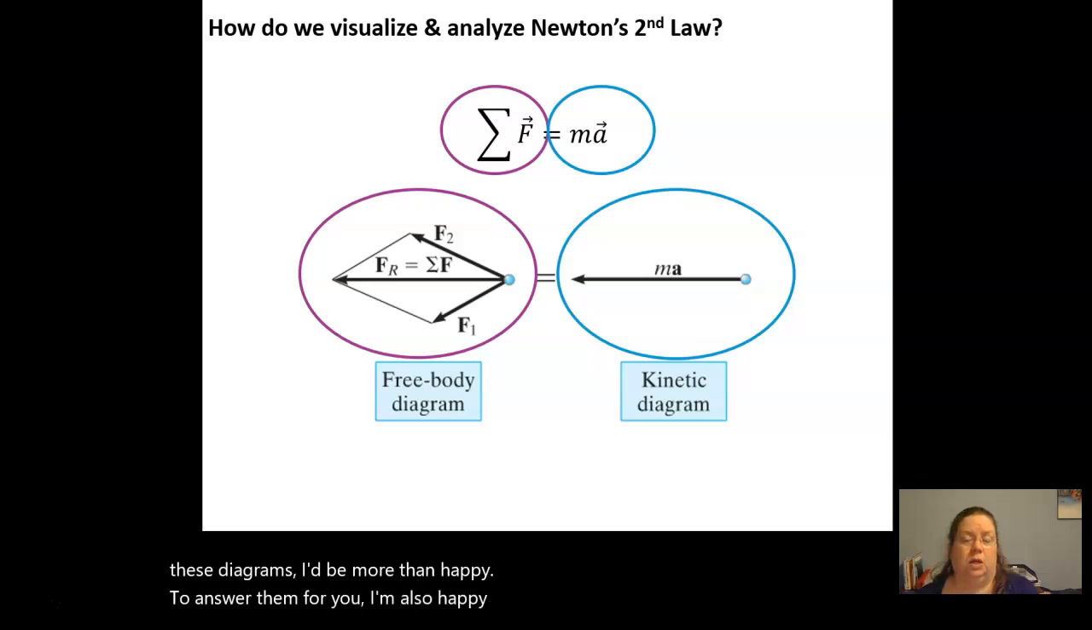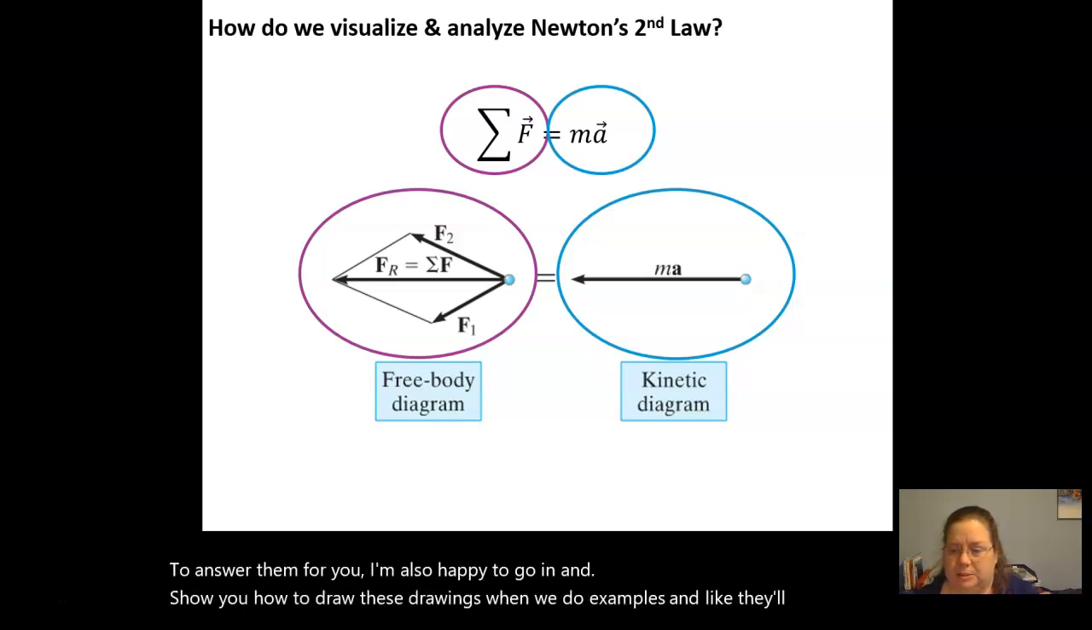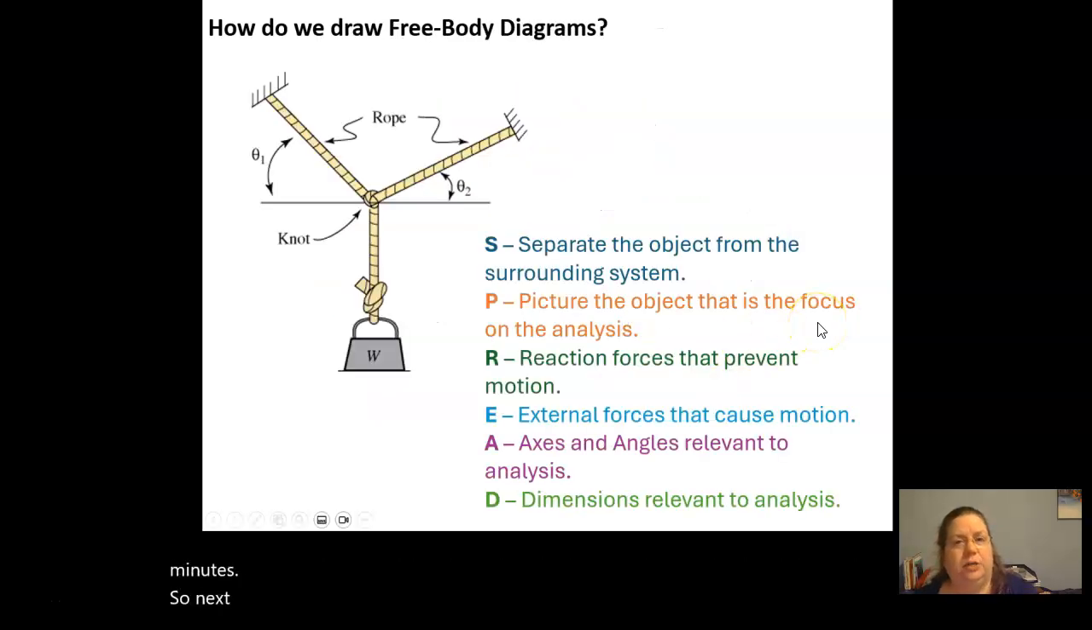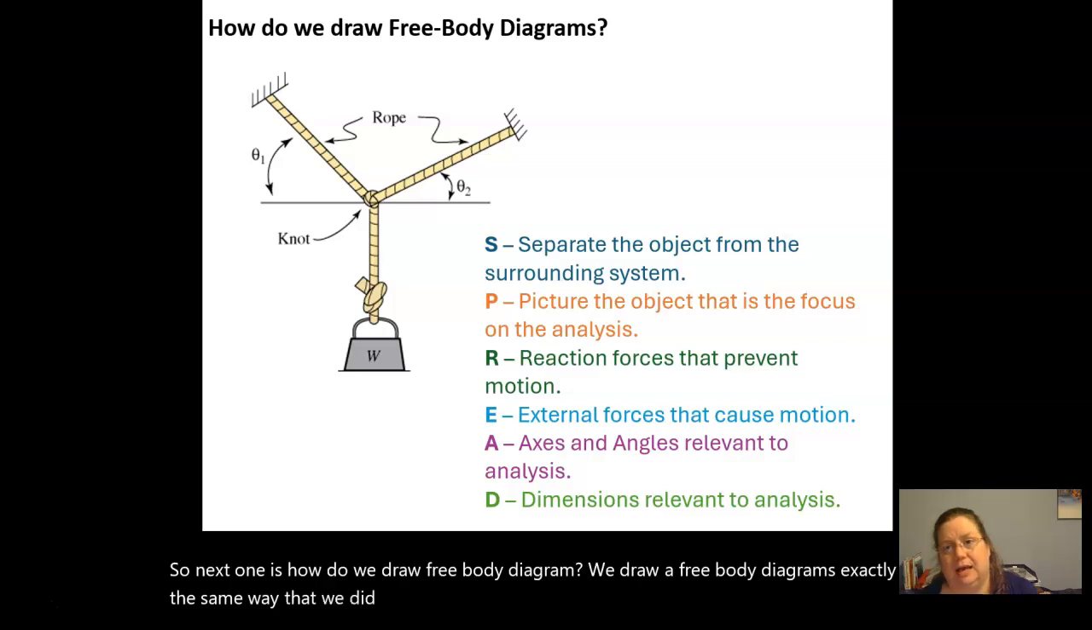I'm also happy to go in and show you how to draw these drawings when we do examples, like we'll do in a few minutes. So next one is, how do we draw a free body diagram? We draw free body diagrams exactly the same way that we did back in statics class.